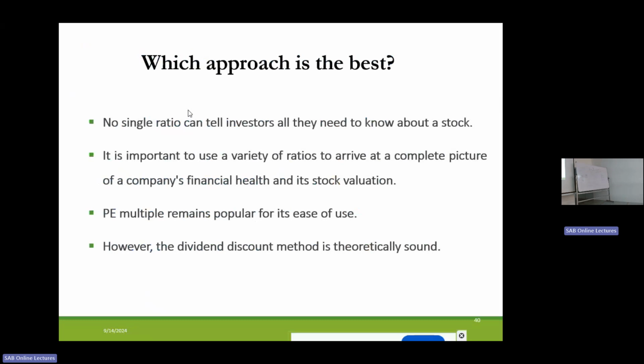Which approach is the best? Dividend discounted based models or price multiples? No single ratio can tell investors all they need to know about the stock. These are different approaches. With price multiples, it is important to use a variety of ratios to arrive at a complete picture of the company's financial position. So you can value using the dividend discounted model as well as price multiples. If you can use both before taking the decision, that is better.